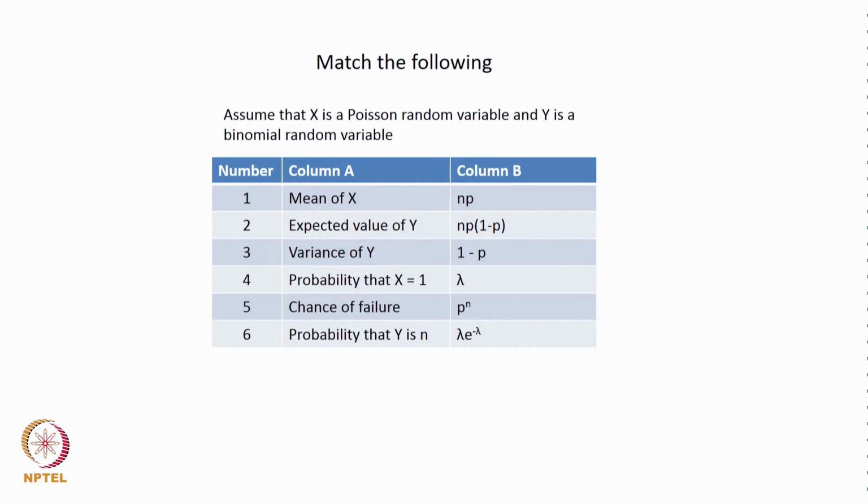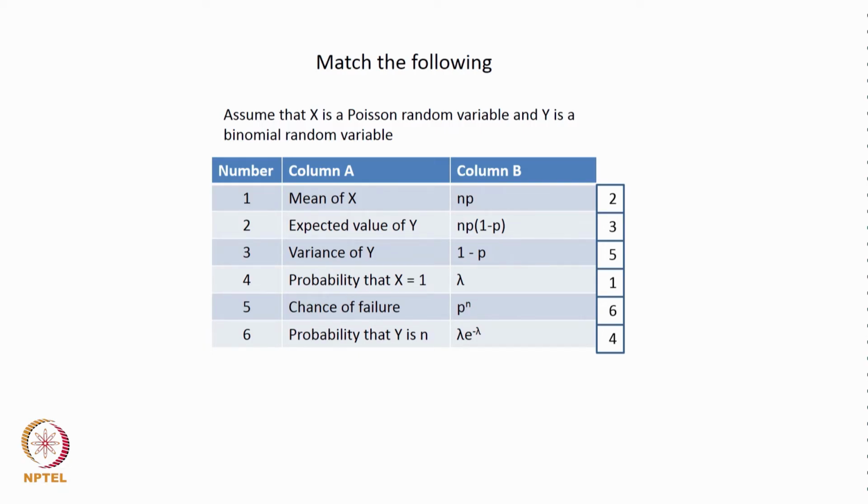So, we now have to match the following. Assume that x is a Poisson random variable and y is a binomial random variable. So, we try to match the mean of x. The mean of the Poisson variable is lambda. Expected value of y, where y is a binomial random variable, is equal to np.